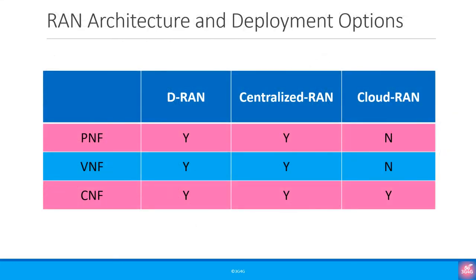We can summarize the RAN architecture and deployment options as shown here. We often find people object to having VNFs or CNFs as DRAN, but that is how a lot of deployments are as of today. Notable exceptions being operators in China, Japan, South Korea, and a few other geographies.